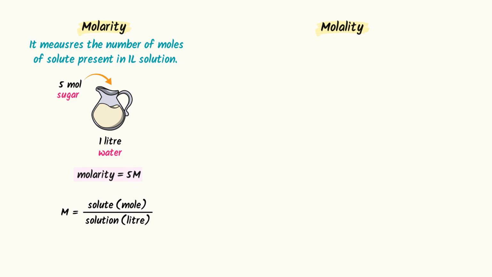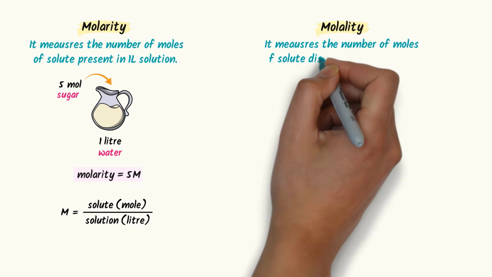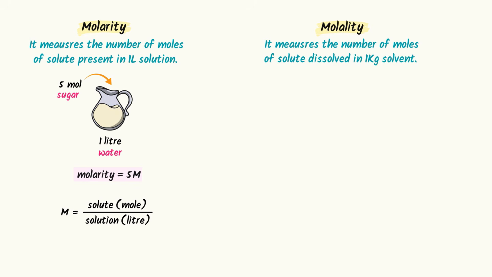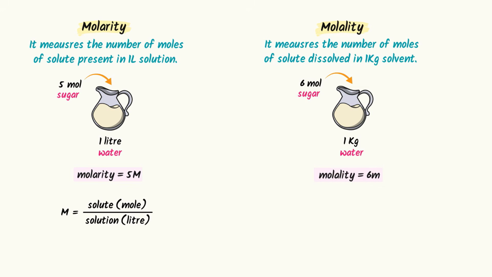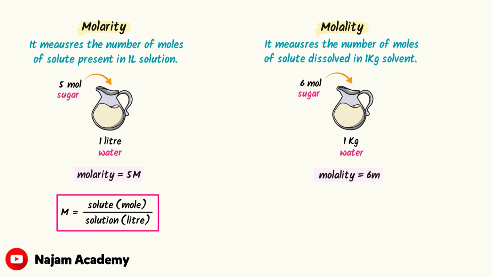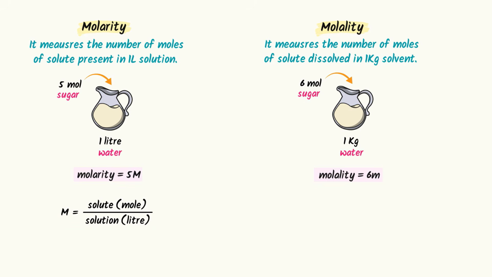While molality measures the number of moles of a solute dissolved in 1 kg solvent. For example, I take 1 kg water. I dissolve 6 moles of sugar in it. We say that molality of the solution m is equal to 6 m. Thus we learn that molarity M is equal to number of moles of a solute upon volume of solution in liter, while molality m is equal to number of moles of a solute upon mass of a solvent in kg.